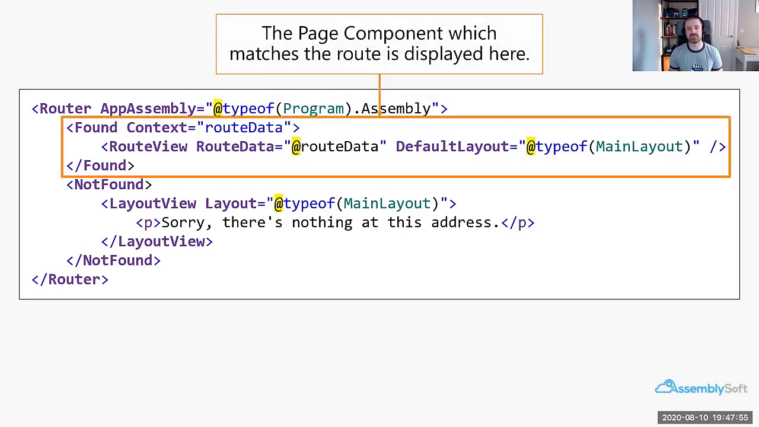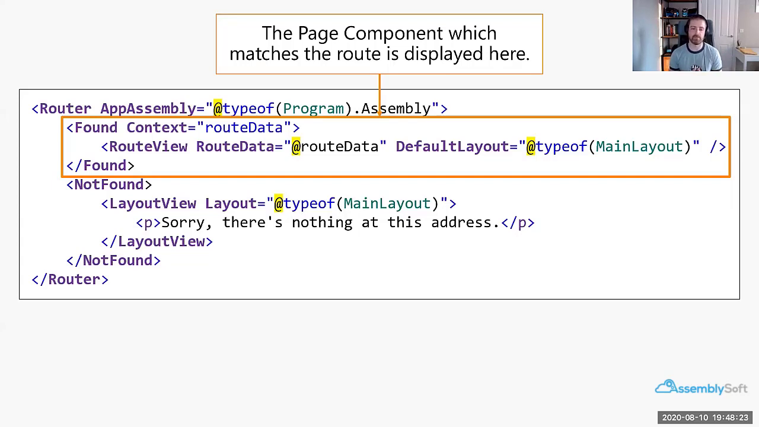The next part is this Found template. As you can probably guess, this is where it's going to render any page components that are found from that routing table. But actually, it's not the router that renders them. It's another component called the RouteView component. You can see that in the middle of that highlighted section there. What happens is some information about the component that needs to be rendered, which is gathered by the router from that routing table, is passed to the RouteView via that RouteData parameter.